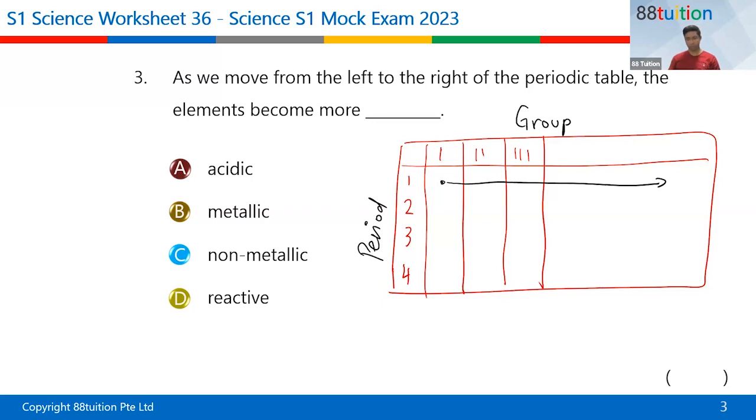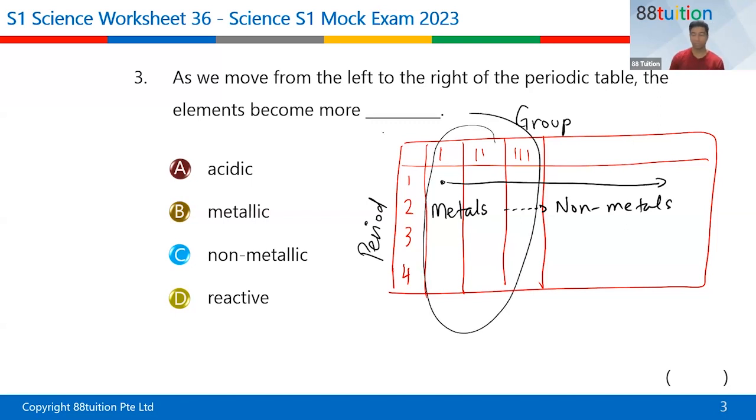So as we move to the right, all these are metals, right? As we move across, they become non-metals. Okay, so all the metals are usually put on the left side, right? As we go across, they become non-metallic. Not acid, not reactive, but whether they are metallic or non-metallic. Okay, to the left, to the right.